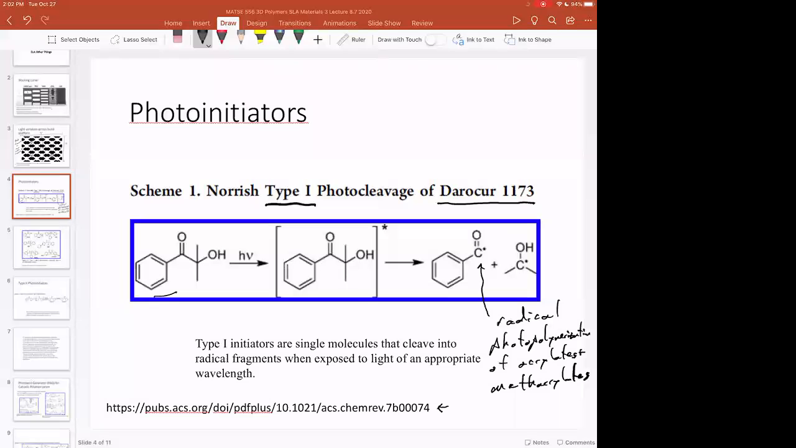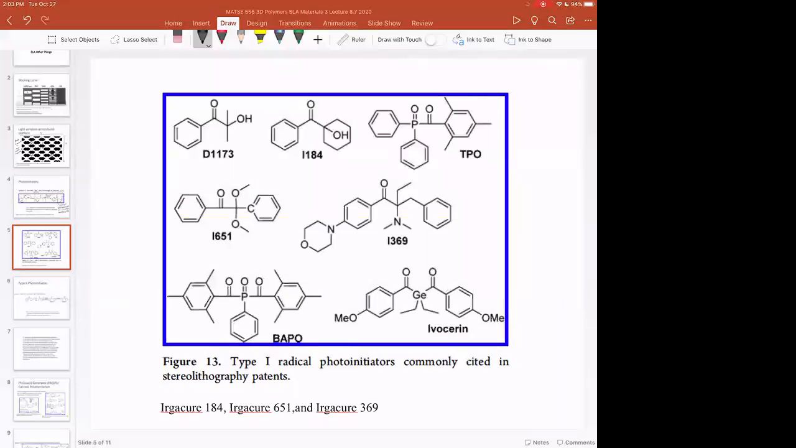So you send in a photon that's absorbed in this molecule right here. This star is an excited state. And the excited state fragments a molecule into 2 radicals that can then react with the monomer and then propagate, as we talked about for acrylates and methacrylates. So if there's a type 1 photocleavage, there's also a number of type 1 radical photoinitiators.